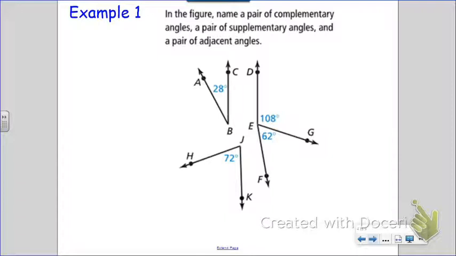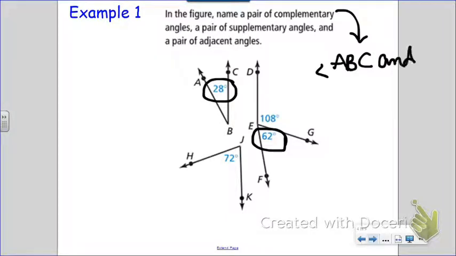In the figure, name a pair of complementary angles, a pair of supplementary angles, and a pair of adjacent angles. Complementary angles have to equal a total of 90 degrees. So we have to find two angles that equal 90. We have an angle of 28 degrees and an angle that is 62 degrees. So complementary angles would be angle ABC and angle GEF.